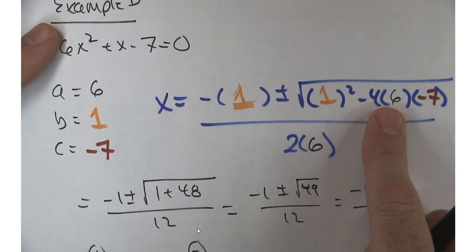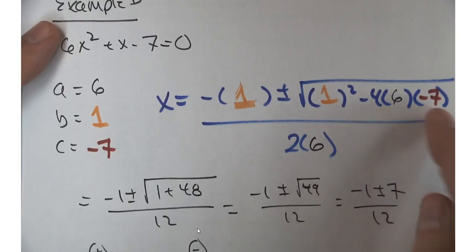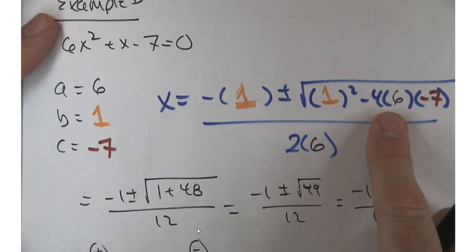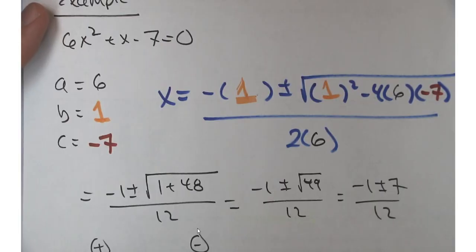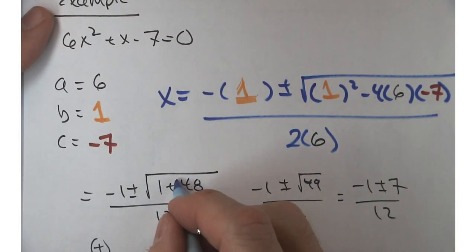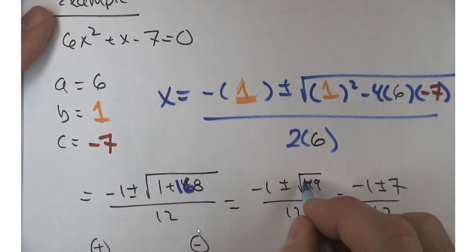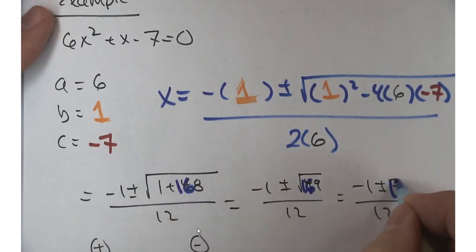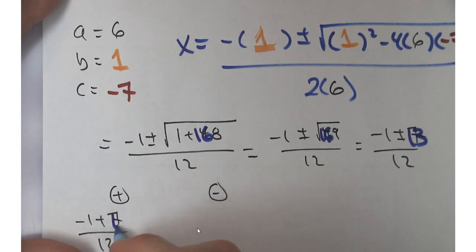Let's see. Oh, I'm sorry. Yeah, I was thinking of the other problem. All right, so let's see. Plus or minus, that'd be what, 168? There we go, 168. So that's going to be 169. That's going to be your 13. I was looking at it going, wait a minute.